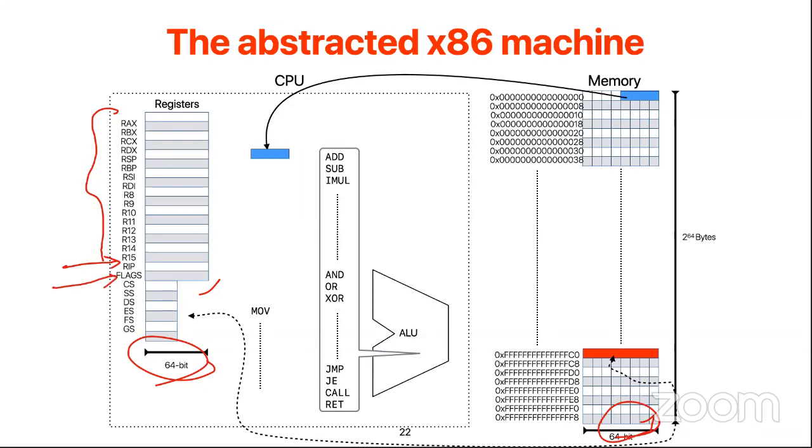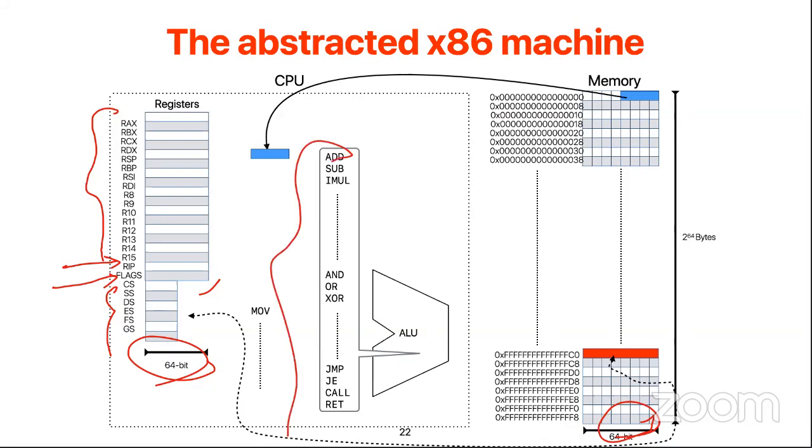And there are flags. Again, the flags are not general purpose, and some of the instructions will read them implicitly, and will modify them implicitly. There are also segment registers. They are not 64 bits wide. So this is the x86 instruction set architecture.